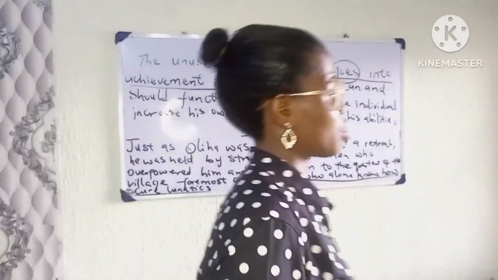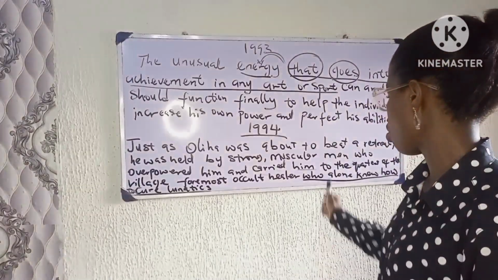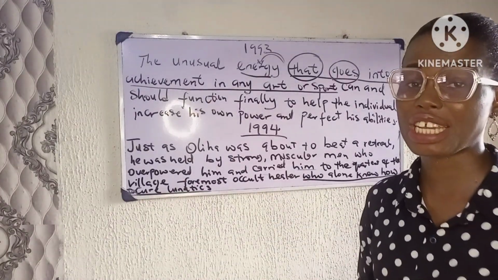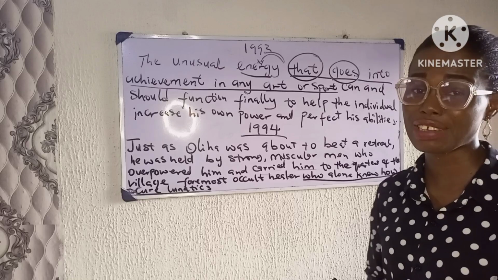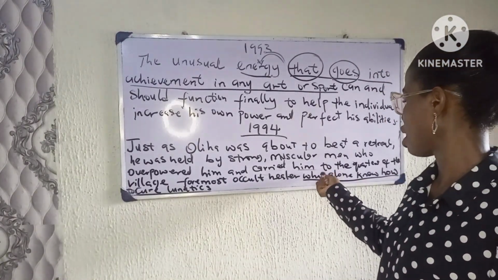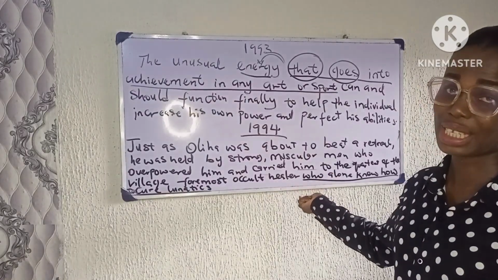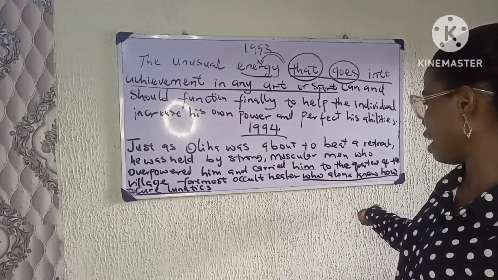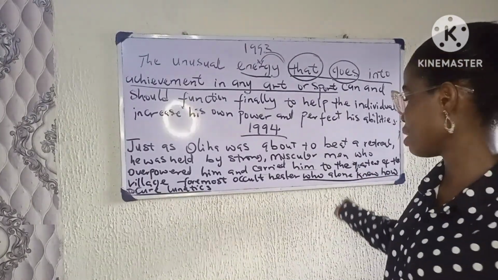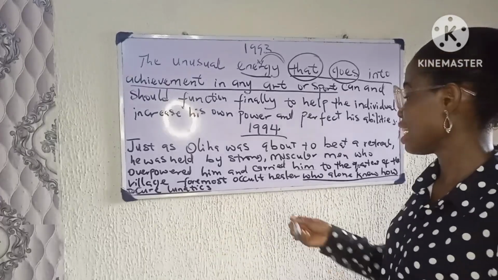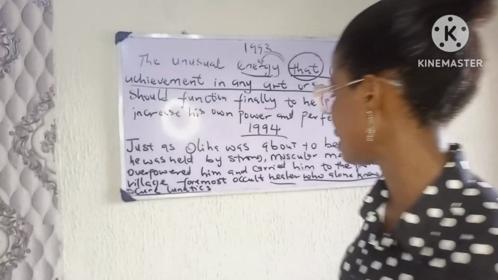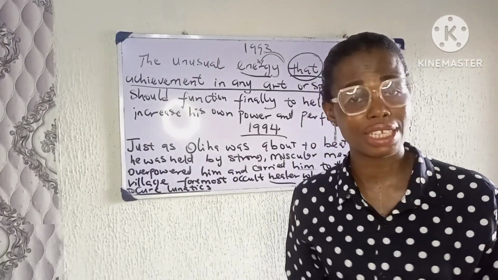Now let's look at the first word. The first word is "who," which is a relative pronoun. So it's a relative clause or an adjective clause. "Who" is a pointer to it being an adjective clause. Secondly, it contains a verb, "knew." Thirdly, it comes after the noun that it is modifying, "healer." So that is it about 1994 and 1993. That is it about adjective phrases and clauses.